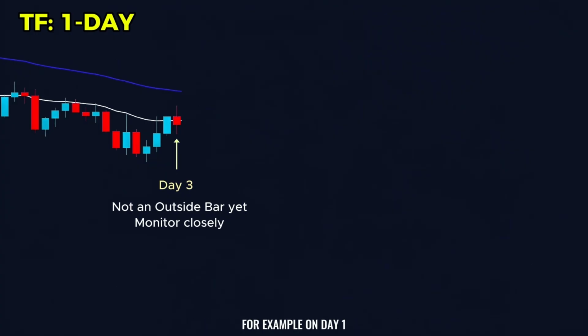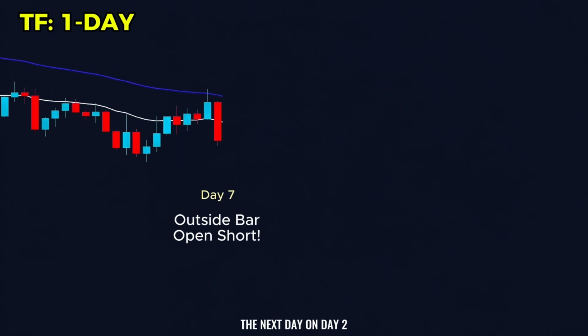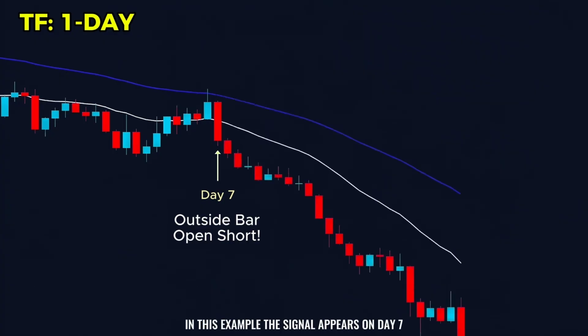For example, on day 1, the market may only satisfy the first condition, so we simply add it to our watch list and check again the next day. On day 2, if both steps 1 and 2 are satisfied, we keep watching for confirmation. If the outside bar hasn't appeared yet, we continue waiting. We repeat this process each day until the setup is complete. In this example, the signal appears on day 7, so we enter the short trade, set the stop loss and take profit, and continue checking the chart once a day.